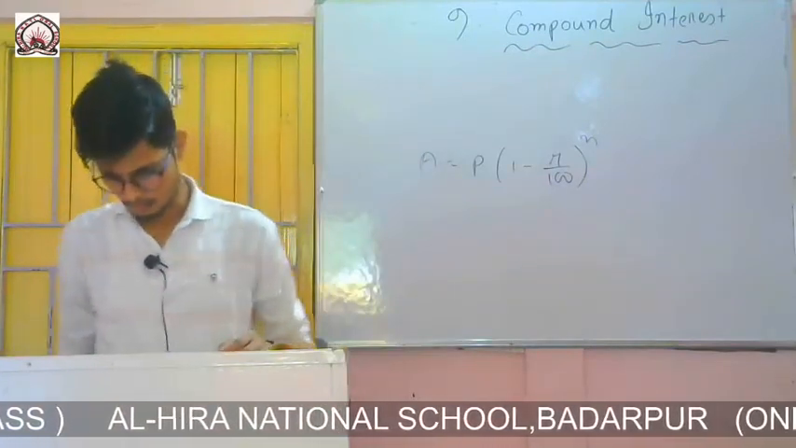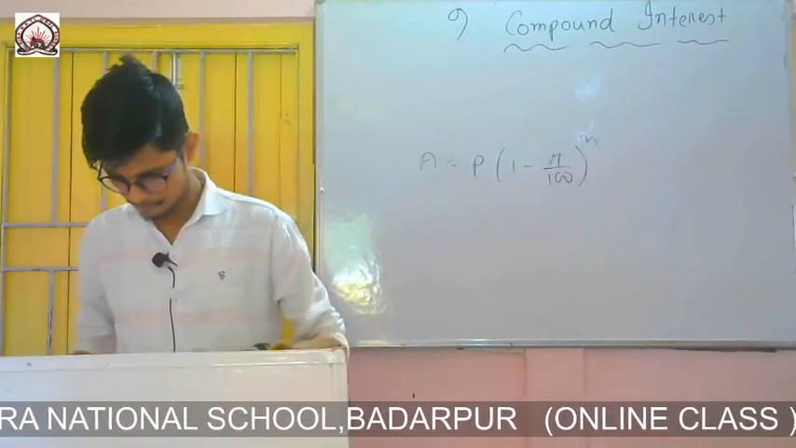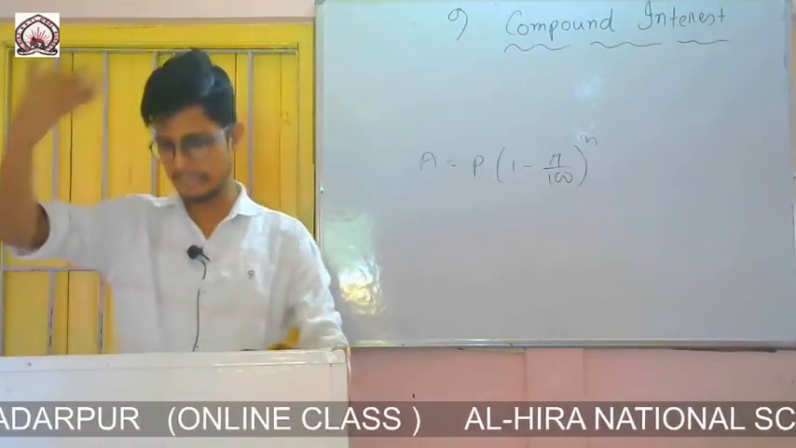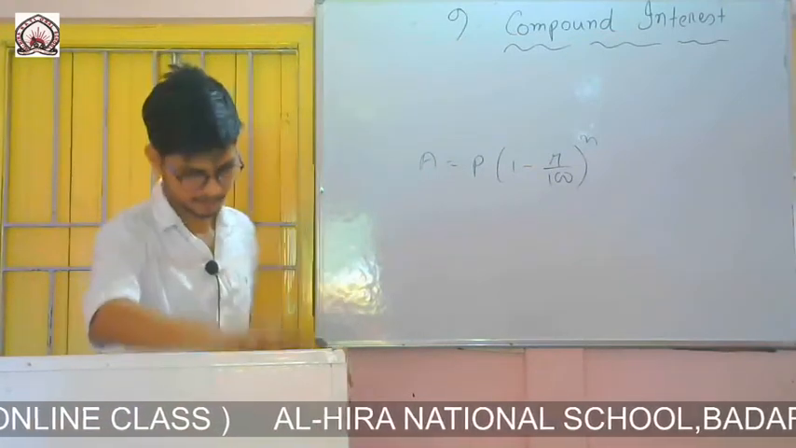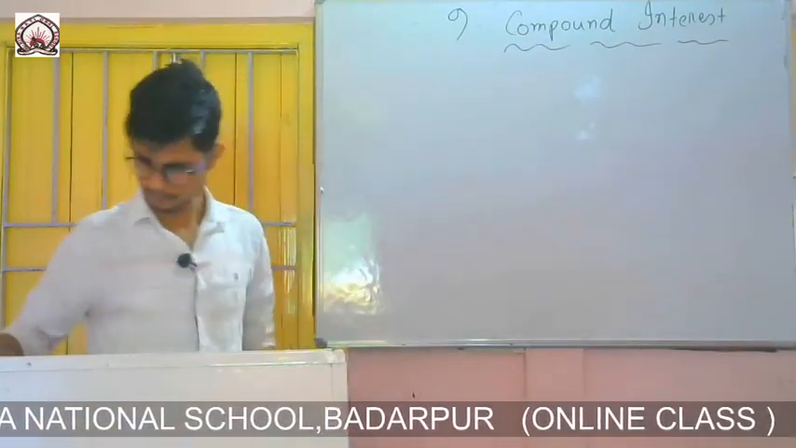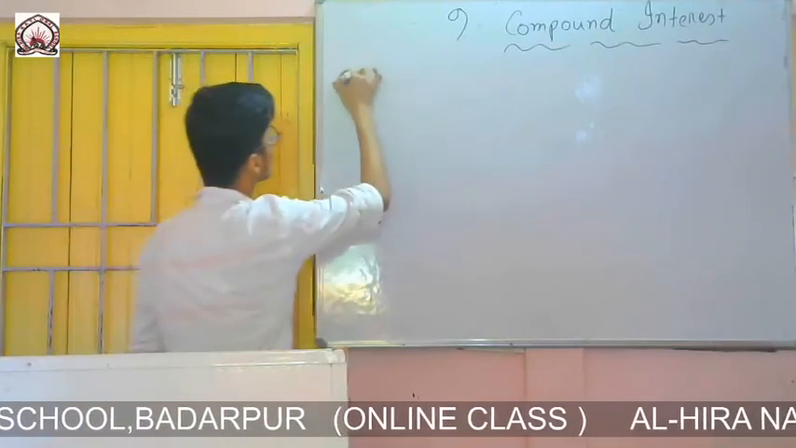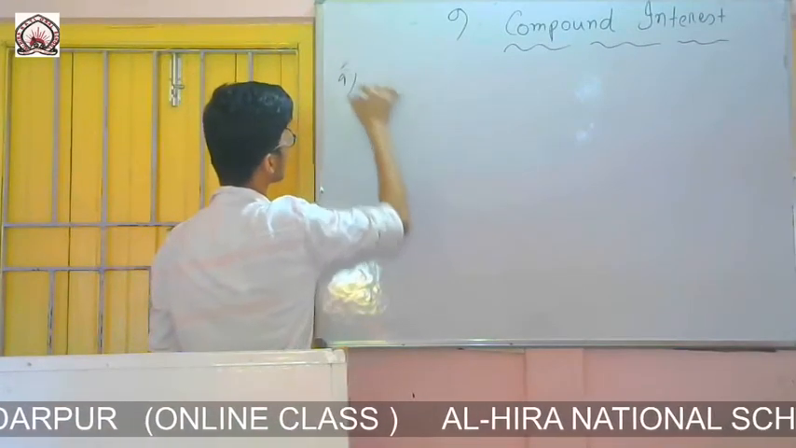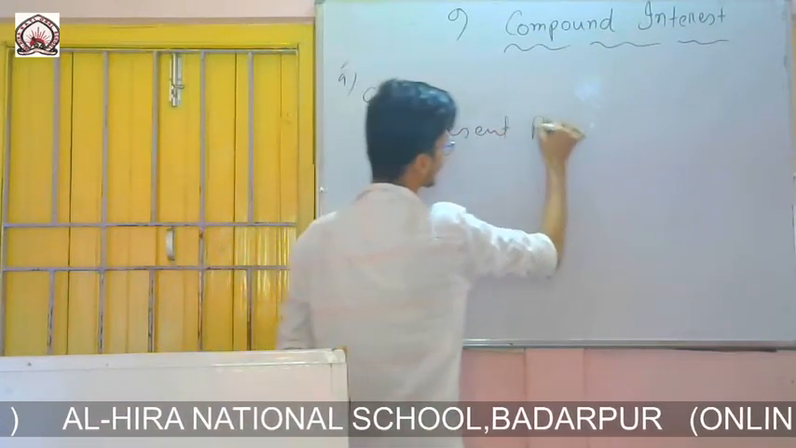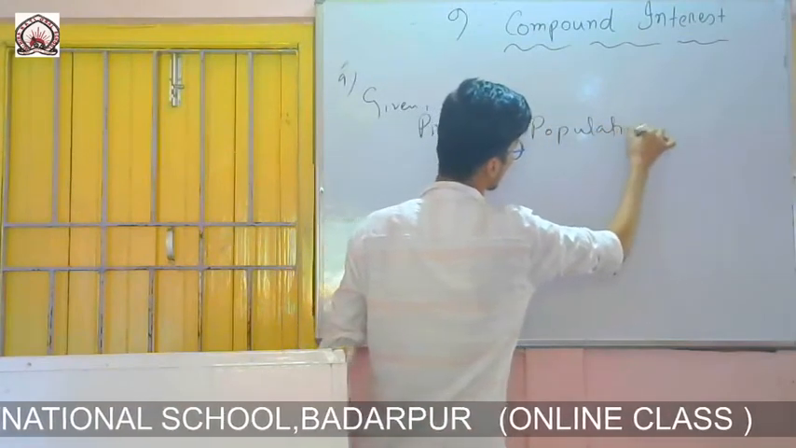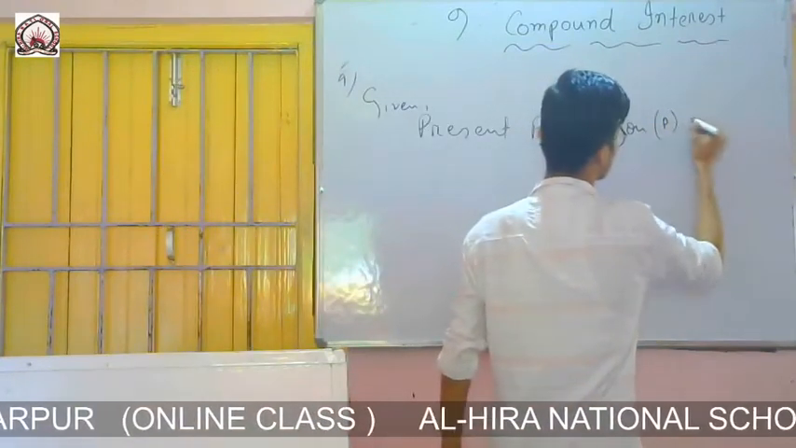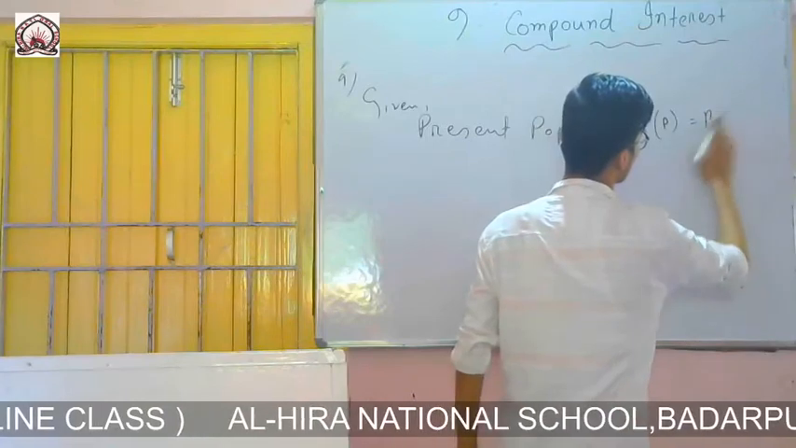Okay, now let's do question number 9. Here growth is given, that means the population is increasing, so we will use the plus sign. Same formula we will use. Question number 9, given present population, you can give it as P, principal. You just write P here, present population.